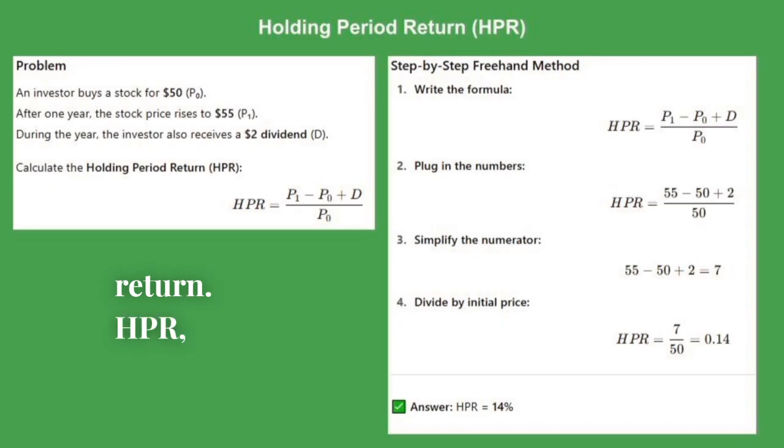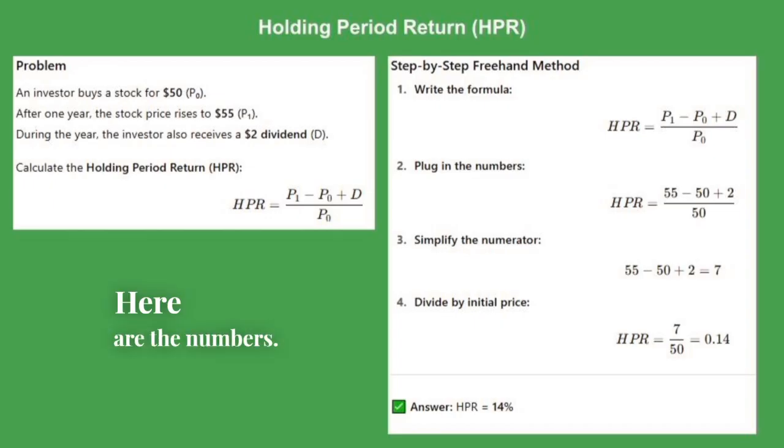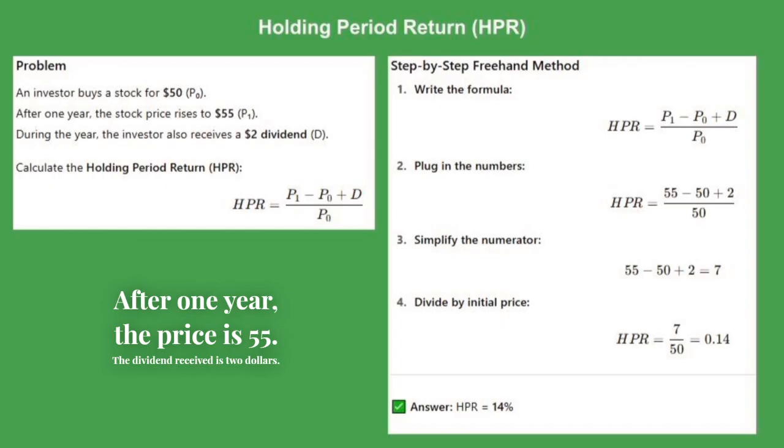HPR. The formula is price at the end minus price at the beginning plus dividends, all divided by the beginning price. Here are the numbers. The stock was bought at $50. After 1 year, the price is $55. The dividend received is $2.